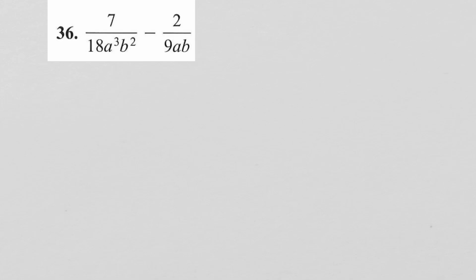Okay, when determining the LCD, 18 is the smallest number that both 9 and 18 can go into. And when you look at the variables, you choose the larger exponent. So a cubed and b squared. Well, that's what this is already. So this first one we're not going to change.